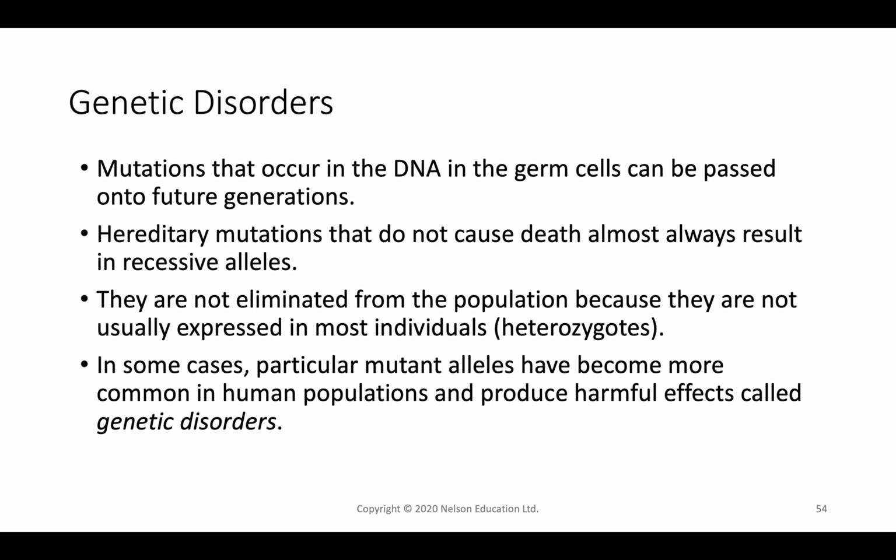And remember, recessive alleles can be maintained in the population because they're not expressed in most individuals, right? The heterozygotes are going to have the dominant phenotype, so they're going to have no problem. It's only the recessive individuals that end up with these really harmful genetic disorders, right? So in some cases, mutant alleles become more common in human populations, and then when we cross them together, we end up with a recessive individual who has a genetic disorder.